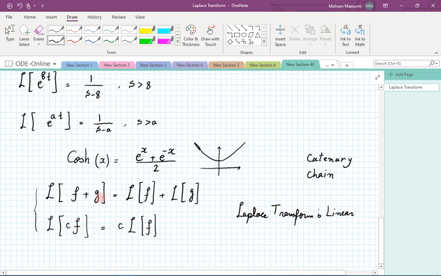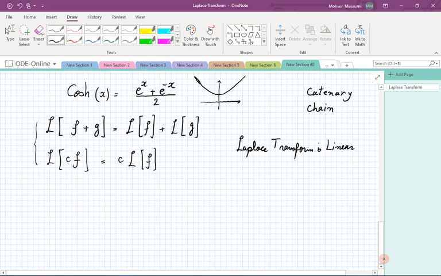However, this is the end of easy life with these types of operators. If I had f times g, it wouldn't be the Laplace transform of f times the Laplace transform of g. So these types of formulas are only good for addition and subtraction. They do not apply to multiplication, division, exponentiation. None of those things apply here, just addition. So what do we do?